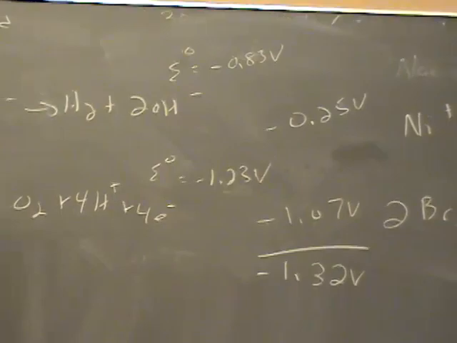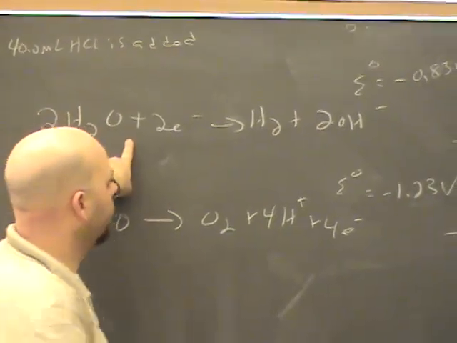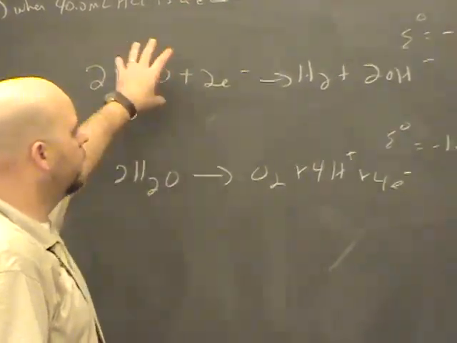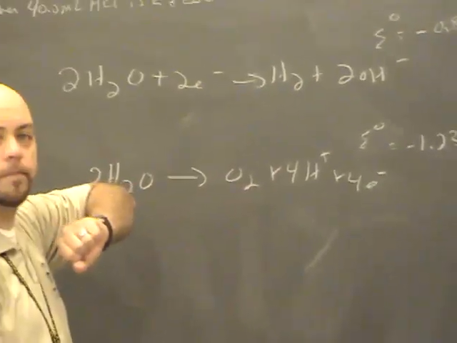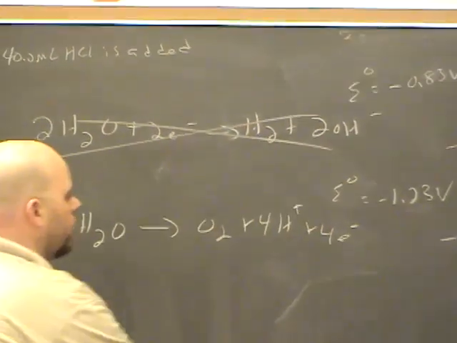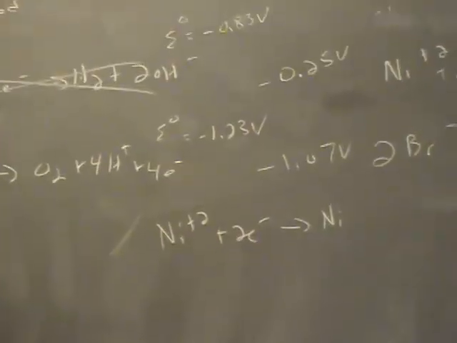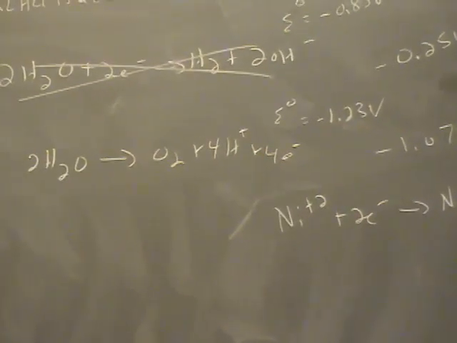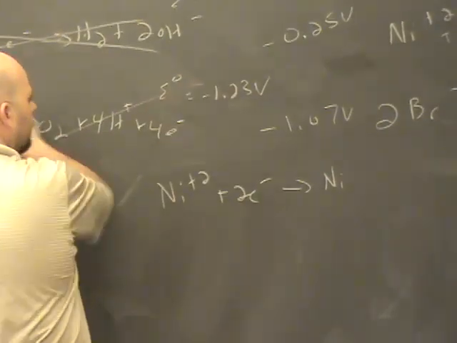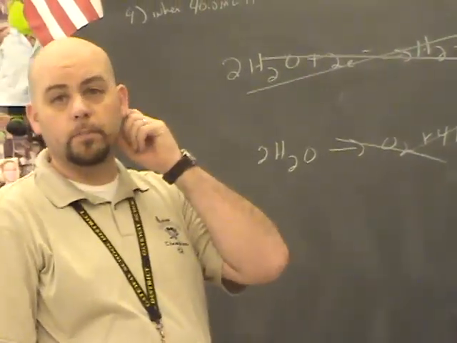So in an aqueous solution, I would consider the oxidation of water, or the reduction of water, or the reduction of nickel. Which is less negative? Negative 0.83 or negative 0.25? Negative 0.25. So it's easier to reduce the nickel than it is the water. So my reduction is Ni plus 2 electrons goes to nickel. Then, which is easier to oxidize, water or the bromide? The bromide. In this case, the water isn't even considered. You would do that in every one of these examples.